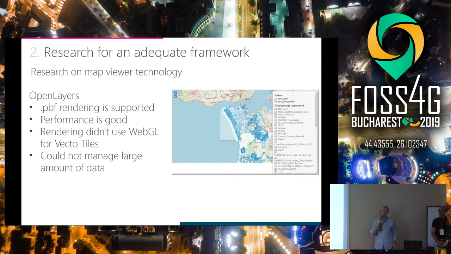In principle, we thought about OpenLayers, of course. They have PBF rendering. It has a good performance in general, but it didn't use WebGL for the vector tiles by the time, okay? So the performance is good, but when it manages half a million features, it really couldn't manage that amount of data. So we made a proof of concept, and we saw that the performance was not good.